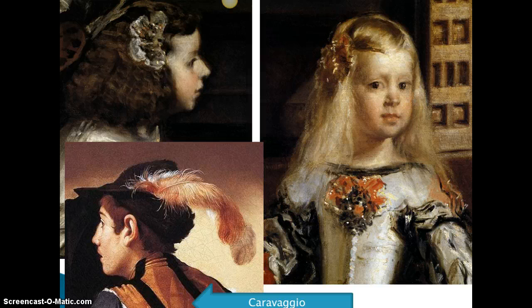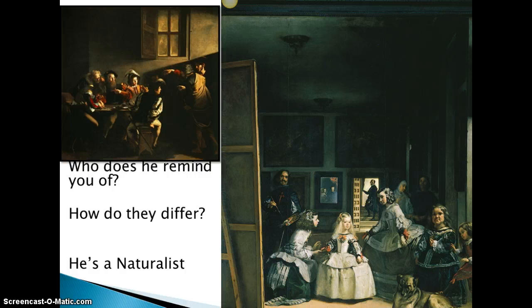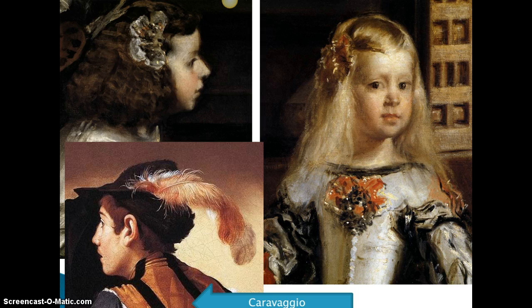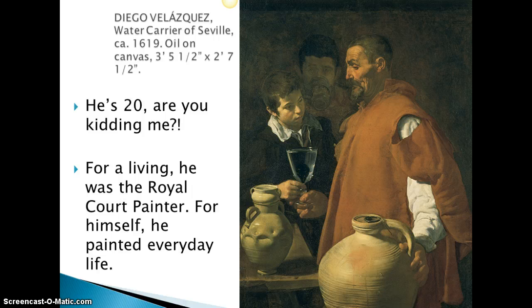Although you would see a lot of things familiar with Velazquez as with Caravaggio, there are many things different that are going to move us on into modern art. For a living, he was a royal court painter, so he was not a starving artist, but for himself, he painted genre scenes, or things from everyday life.